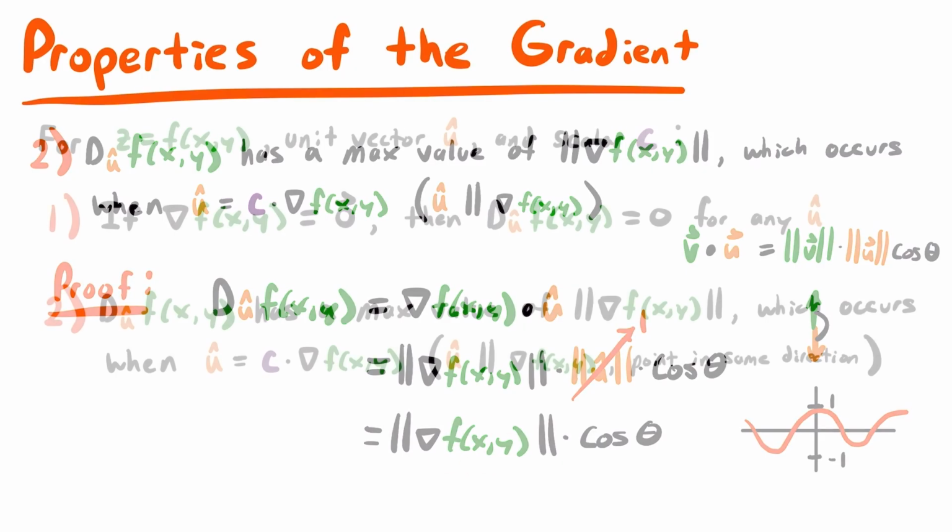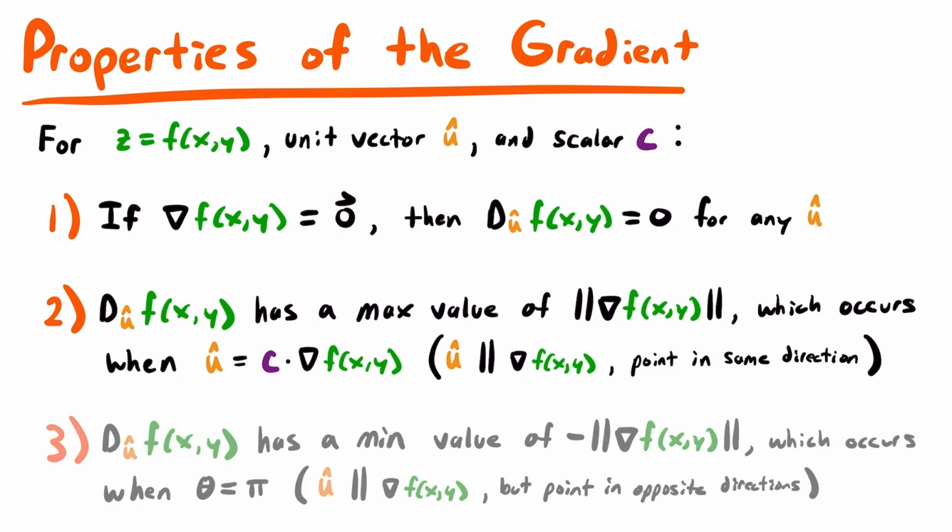Okay, so if we write that out, the third property of the gradient is this. The directional derivative has a minimum value of the negative magnitude of the gradient vector, which occurs when theta equals pi. Or in other words, the unit vector and the gradient are parallel, but they point in opposite directions. Okay, so in both cases, the directional derivative has a maximum value and a minimum value when the unit vector and the gradient vector are parallel, but it depends on whether they are pointing in the same direction or the opposite direction if that value is the maximum or the minimum. Okay, so those are the three properties of the gradient that I wanted to cover here.